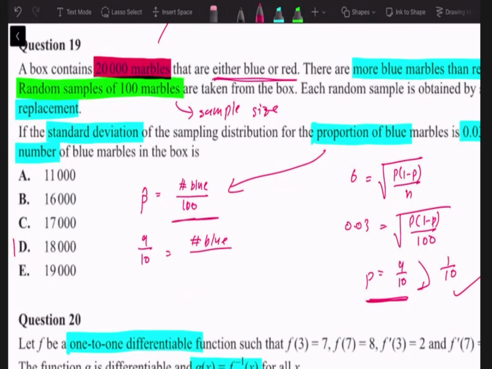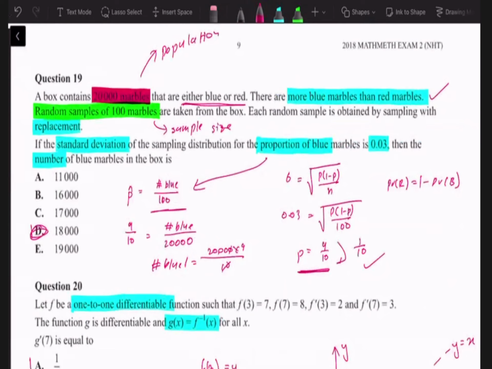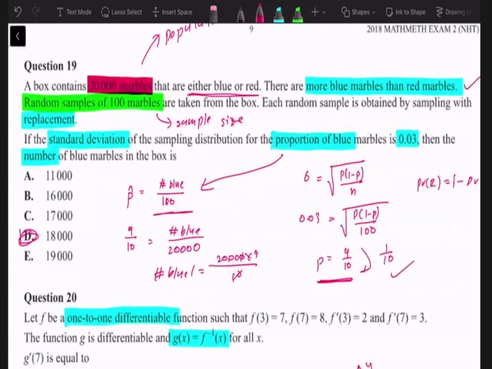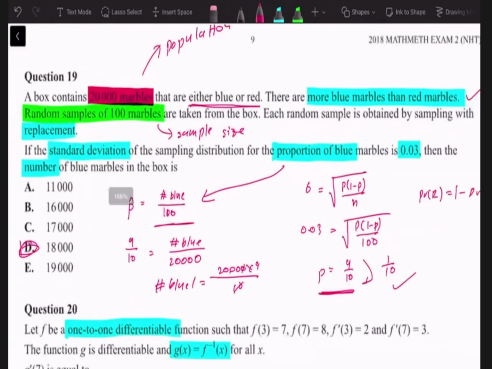So now we just have to multiply this by the population. So the number of blue would be 20,000 times 9 on 10. So it's just going to be 18,000. So now it's D. Yeah, this question is kind of weird because they've used the proportion from the sample and generalized it to the whole population. So just know what's happening with N, and that's it.